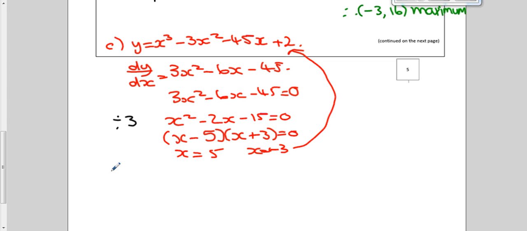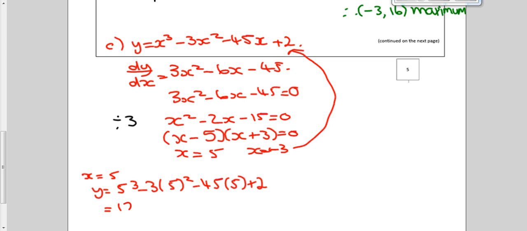So that would be for x equals 5, I would have y equals 5 cubed minus 3 lots of 5 squared minus 45 times 5 plus 2, which equals 125 minus 75 minus 225 plus 2. So this comes out at minus 173.